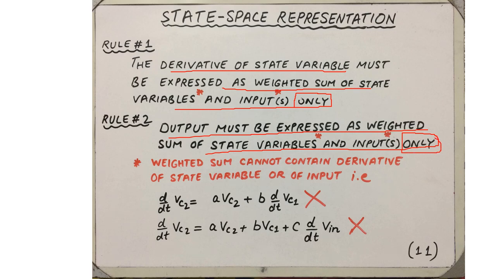Now, the weighted sum cannot contain any derivative of the state variable or the input. So we've been saying that everything must be expressed in the form of a weighted sum of state variables and the input. But then the input and the state variable must not appear in the form of a derivative. For example, we cannot represent the derivative of the state variable Vc2 as the weighted sum containing the state variable Vc2 and the derivative of the input.